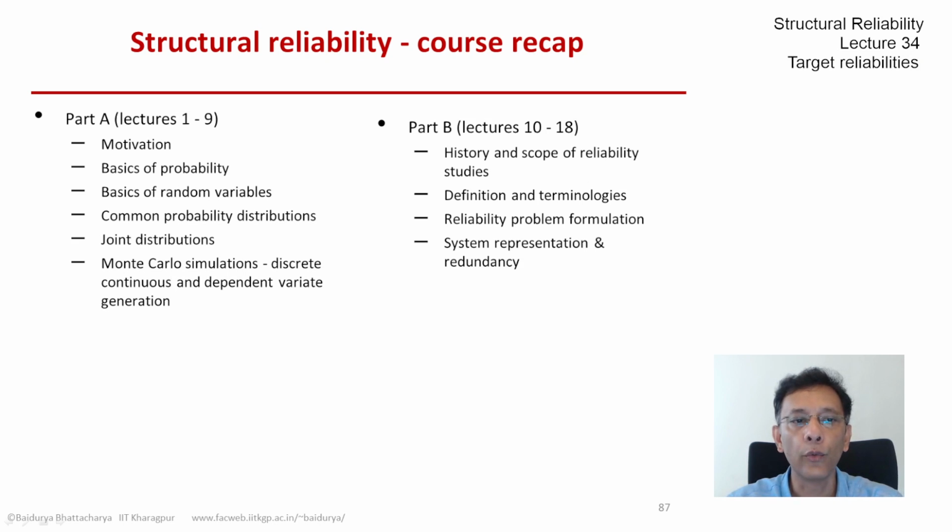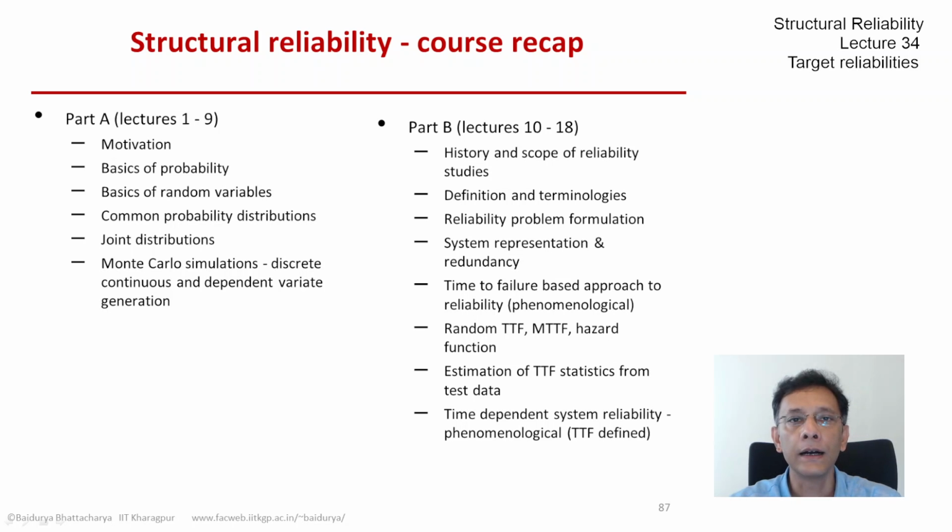Part B, which was lectures 10 through 18, we gave an overview of the history and how the subject of reliability came to be. We defined the basic terms. We spent a good amount of time on how to formulate reliability problems, and then discussed how systems can be represented in terms of their constituent elements and what different types of redundancy there are for a system.